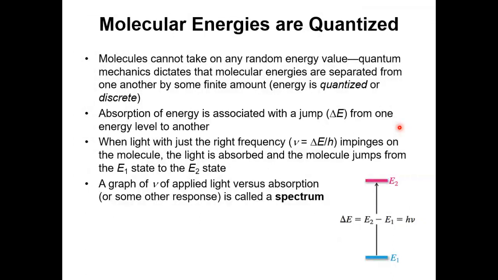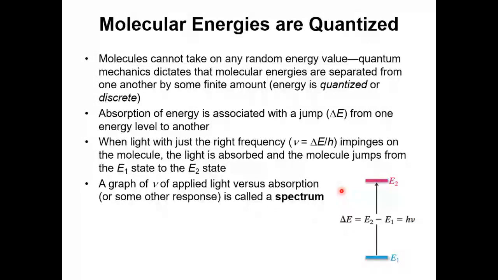The most common way to provide this energy is using a photon of just the right amount of energy, h nu. This h nu equals delta E. If you let such a photon interact with this molecule, then the molecule will jump from E1 to E2, and the photon is absorbed. This is the most common way to explain the absorption of a photon.